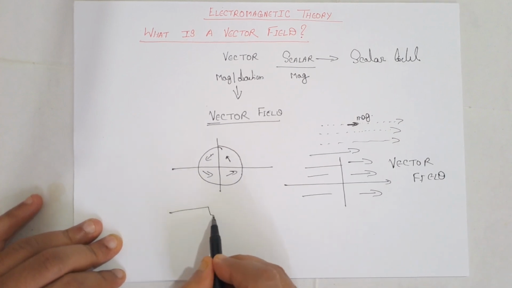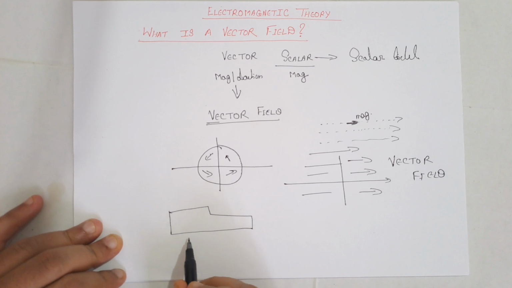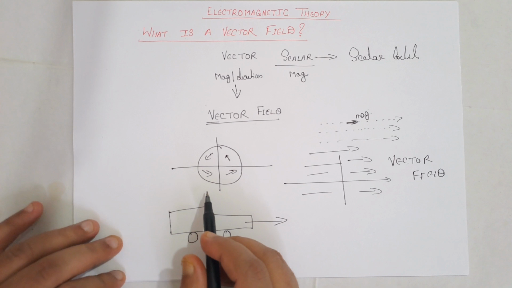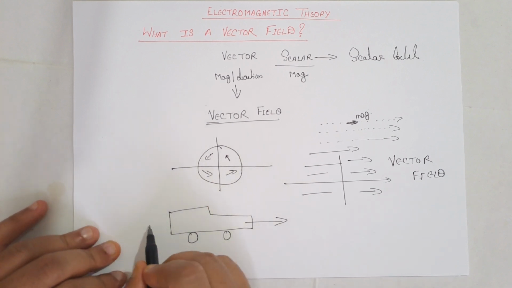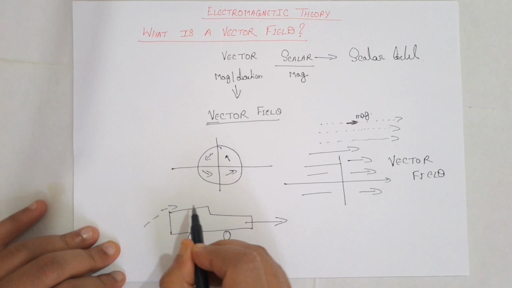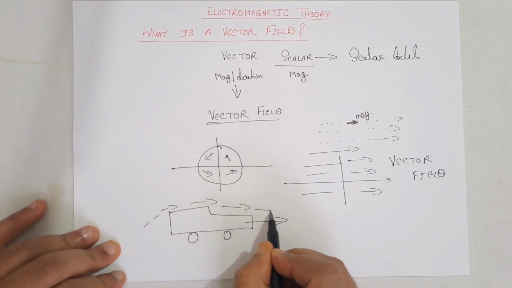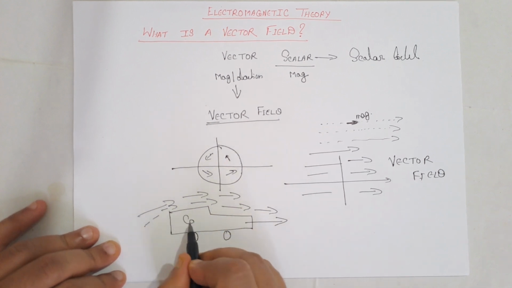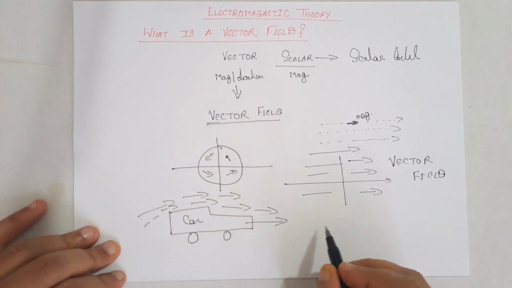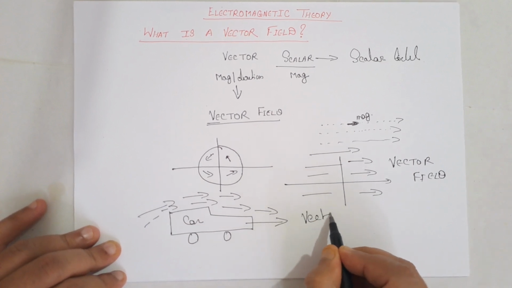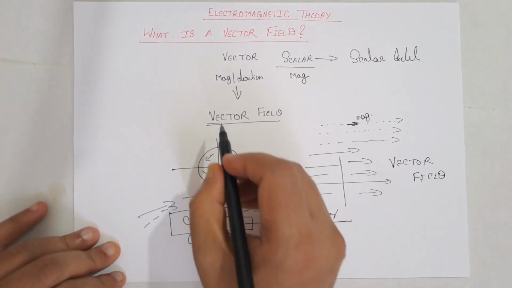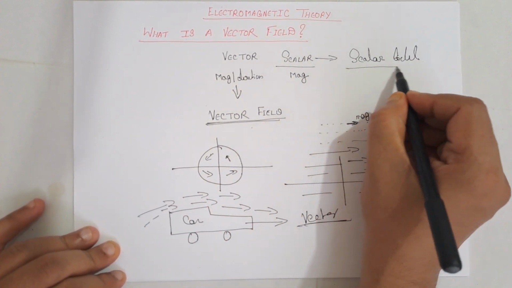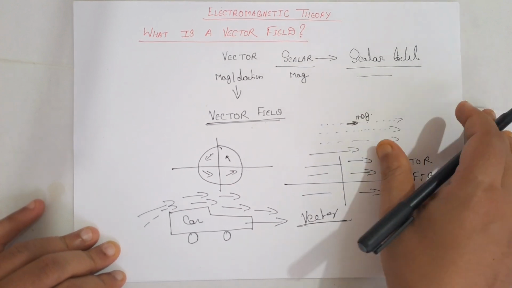A car is moving in a certain direction and air will also move around the car. This air flow around the car is also an example of vector field. So a vector field has both magnitude and direction. On the other hand, a scalar field only has magnitude.